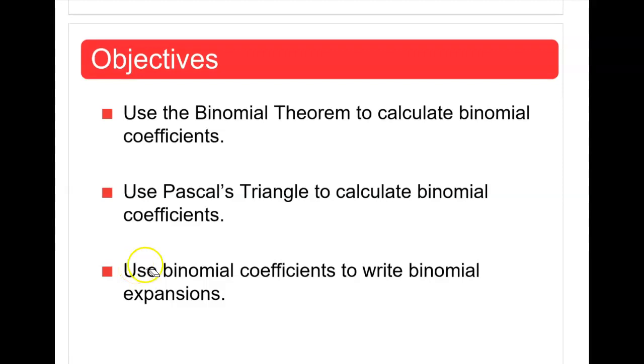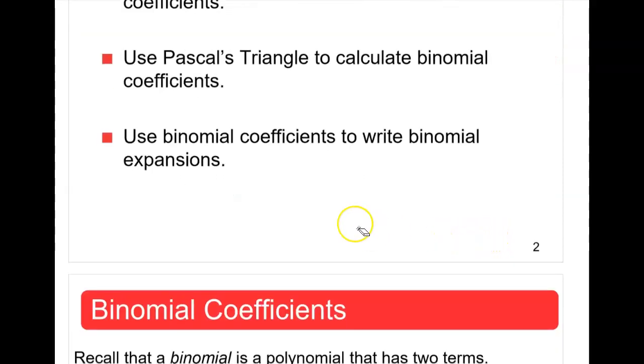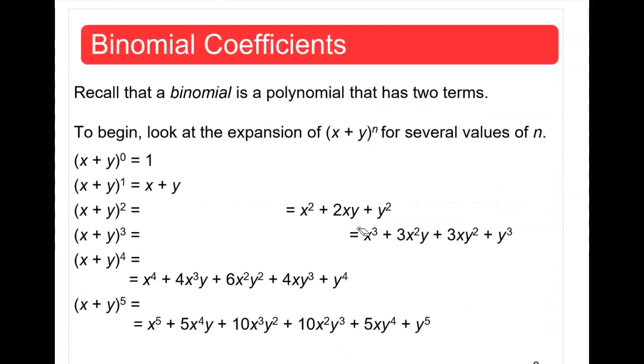The third and final objective will be to use binomial coefficients to write binomial expansions. And that's what we're going to do on the next slide.